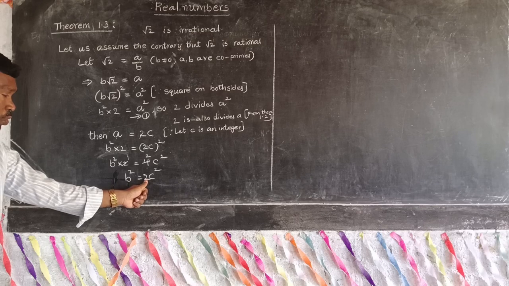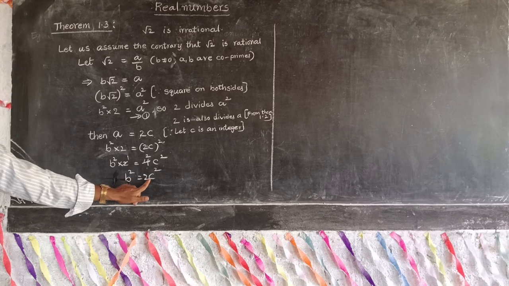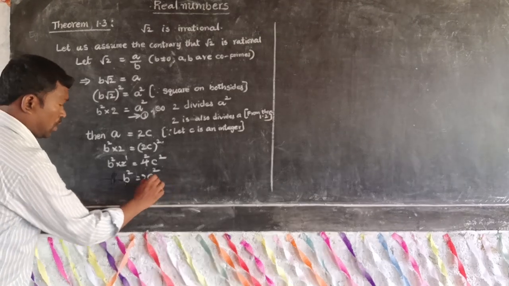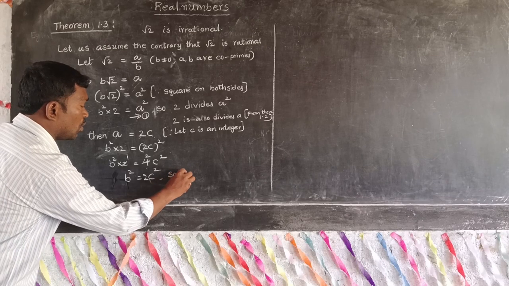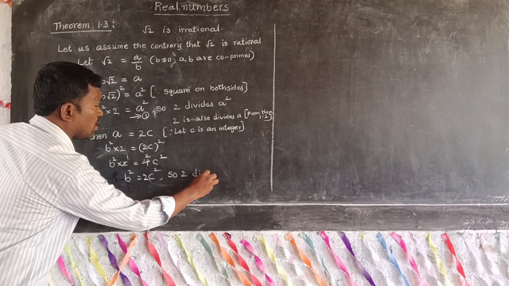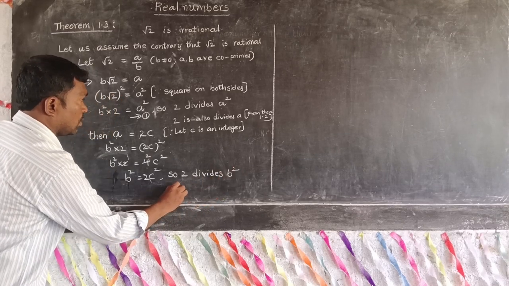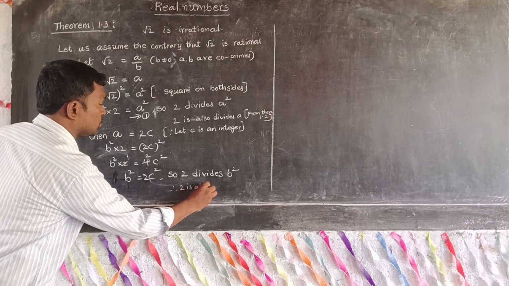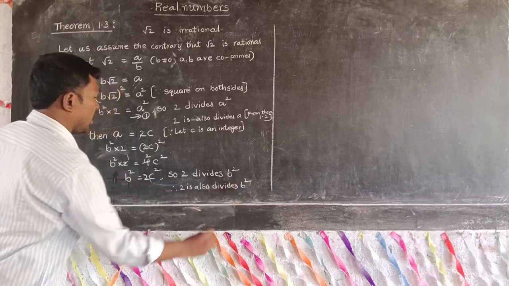That means 2 and c square both are the factors of b square. So 2 and c square both are factors of b square. So 2 divides b square. Therefore 2 also divides b square.